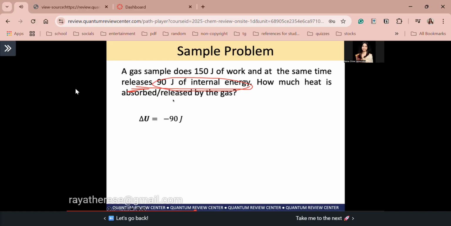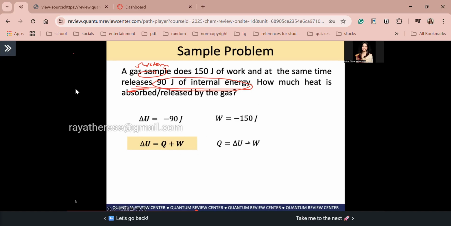And then sabi dito, a gas sample does 150 joules of work. So ang system natin dito, guys, is yung gas sample. So the work is being done by the system. So work is equal to negative 150 joules. Solving for Q, kasi yun yung hinahanap natin, how much heat is absorbed or released by the gas, using this equation for the first law of thermodynamics, let's transpose to get Q. Okay? Q is equal to delta U minus W. So Q is equal to negative 90 joules, which is your internal energy, minus negative 150 joules. That's just negative 90 plus 150 joules equal to 60 joules. Therefore, 60 joules of heat is absorbed by the gas. Okay?